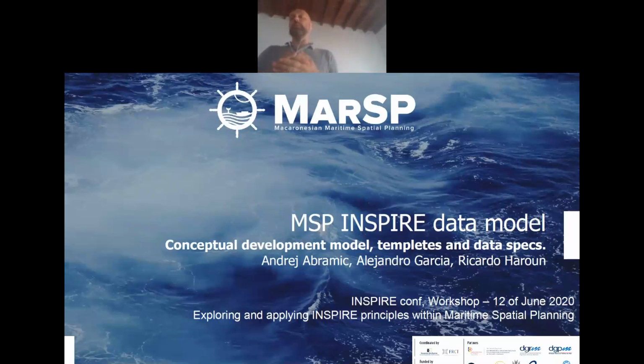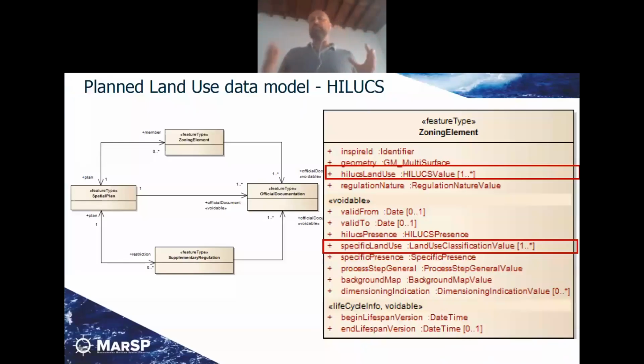It was developed and finalized within the project MSP, and we call this solution the MSP INSPIRE Data Model. The idea was to find an INSPIRE data model that can be reused, and we identified the Planned Land Use data model, different from the previous solution, the Existing Land Use presented now by Florent. This data model has 4 features. The first one is a parent feature, which is a spatial plan that includes all other features inside.